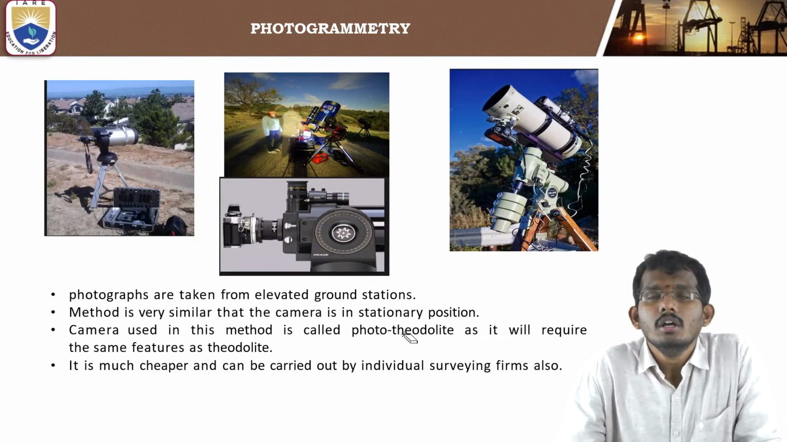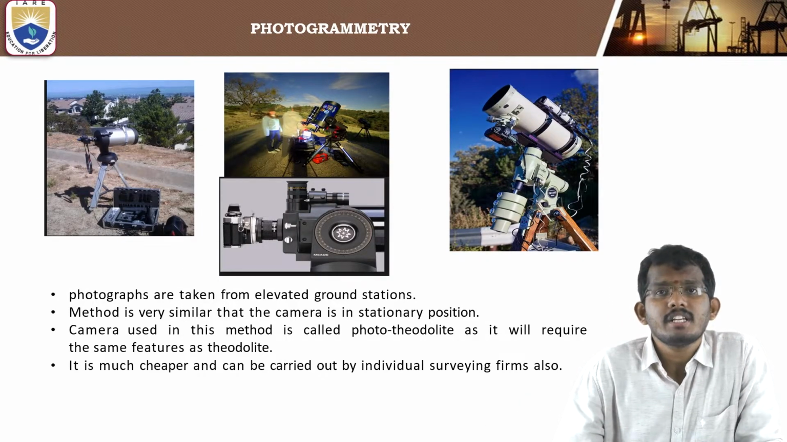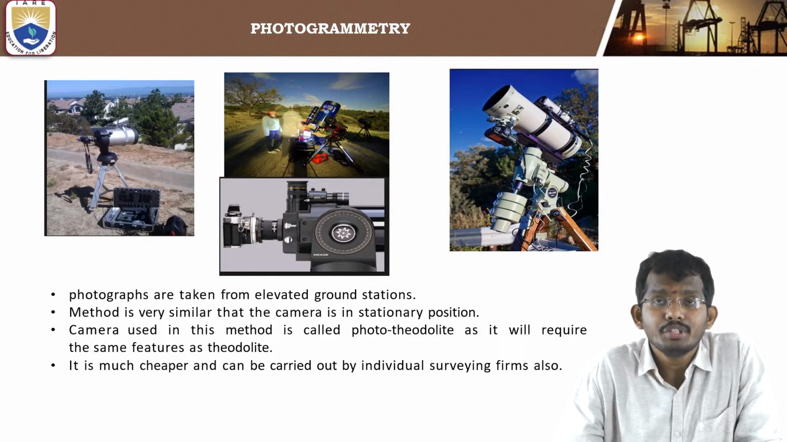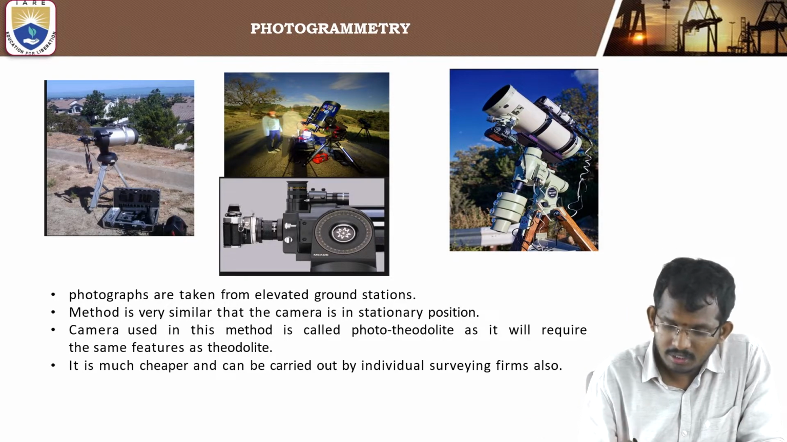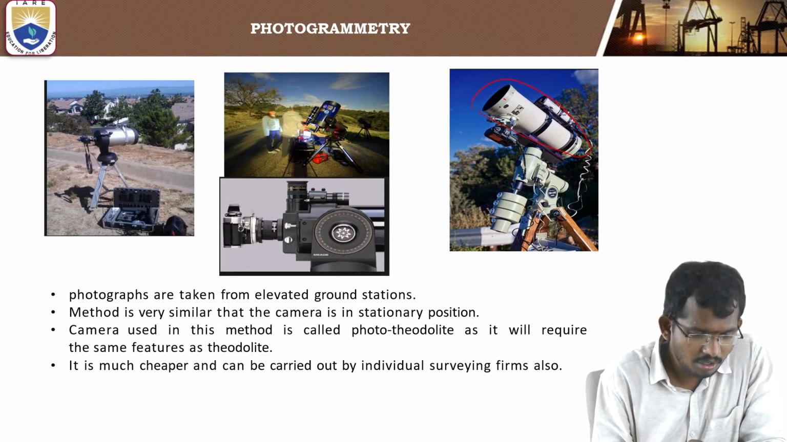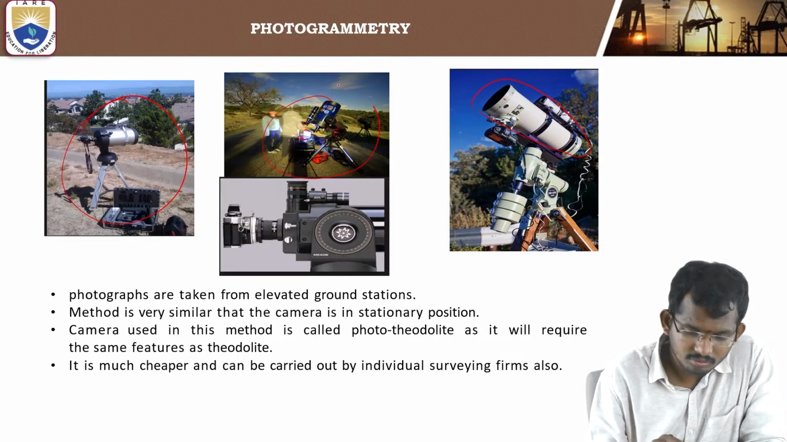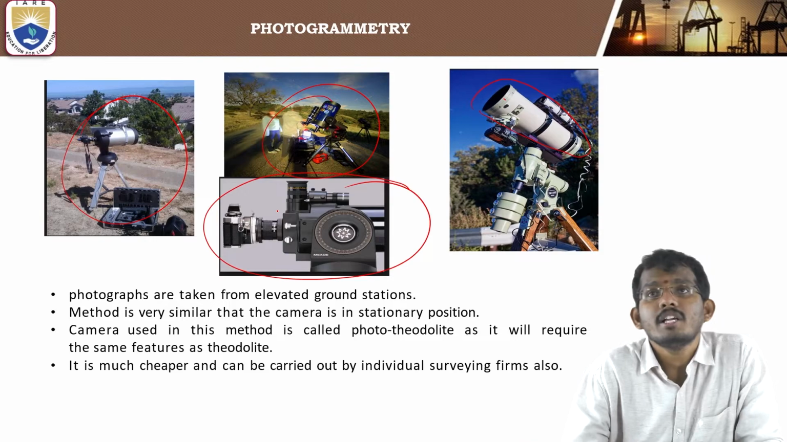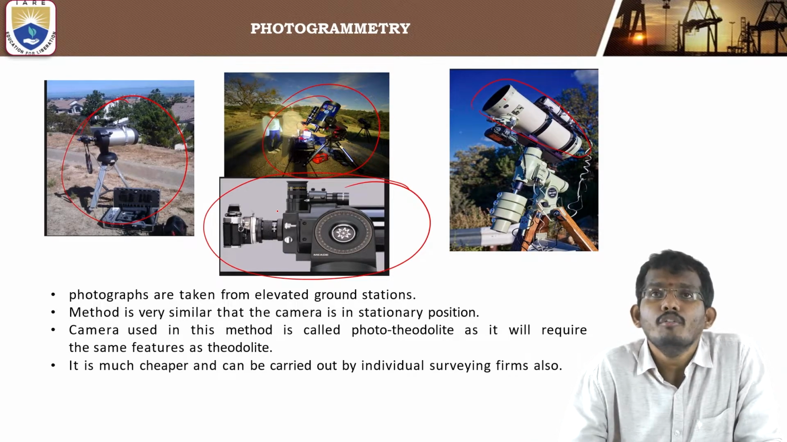As I said, terrestrial photogrammetry is a combination of a theodolite and a camera. You can see here the telescope. It has a camera and a theodolite. These all are images of terrestrial photogrammetry.